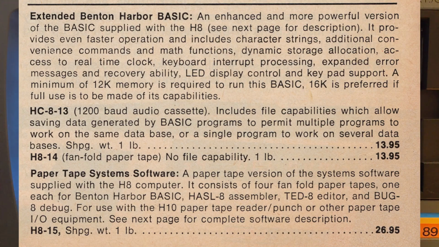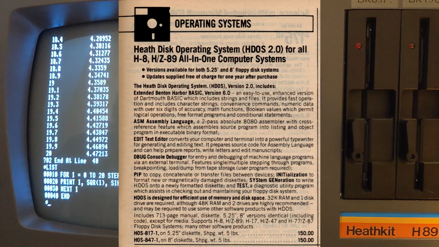While the standard version was bundled with a computer, Extended Benton Harbor BASIC was sold at additional cost, typically US$13.95, on either a 1200 baud audio cassette or punched paper tape. The version of Extended BASIC that ran under HDOS was purchased as part of the HDOS system, which also included an assembler, editor, and debugger, typically for US$150 on 5 1/4 or 8-inch floppy disks.